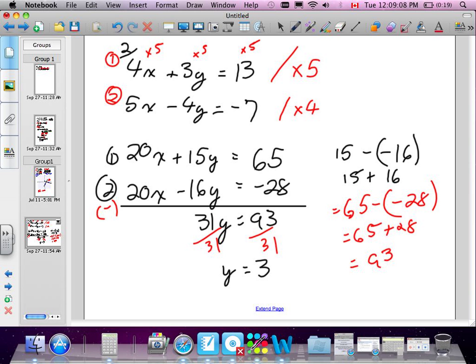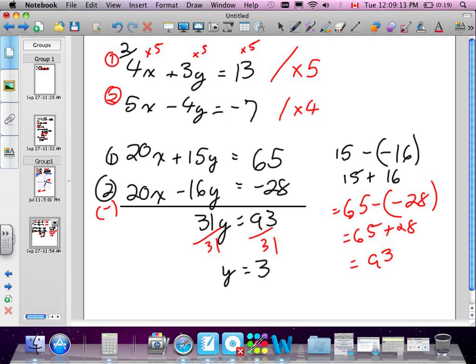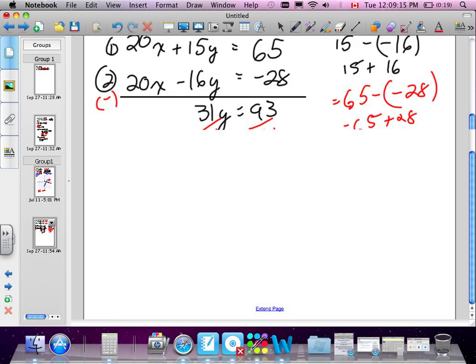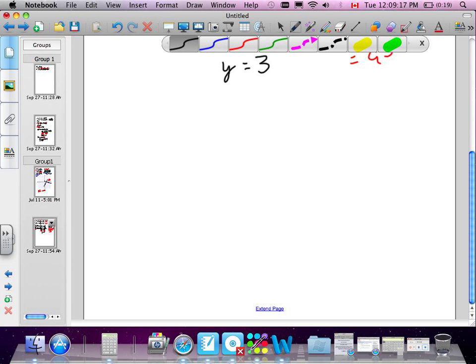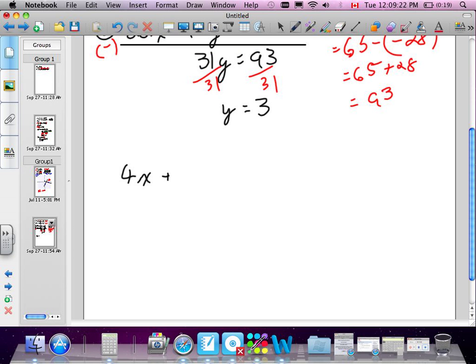Remember, I told you I wanted you to use elimination twice. So let's rewrite those two equations. Now we have to solve for x. So our two equations were 4x plus 3y equals 13. Is that right? And what was the other one? 5x... There we go. So there's equation 1 and equation 2 again.